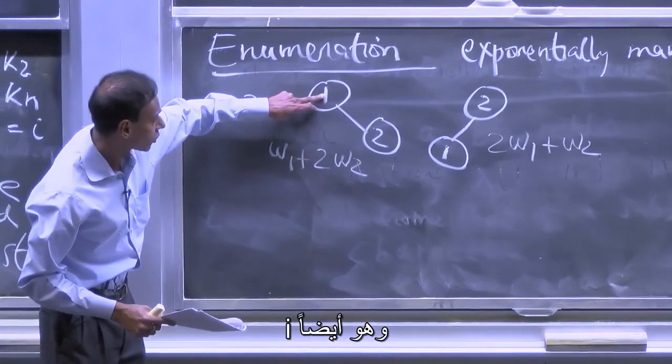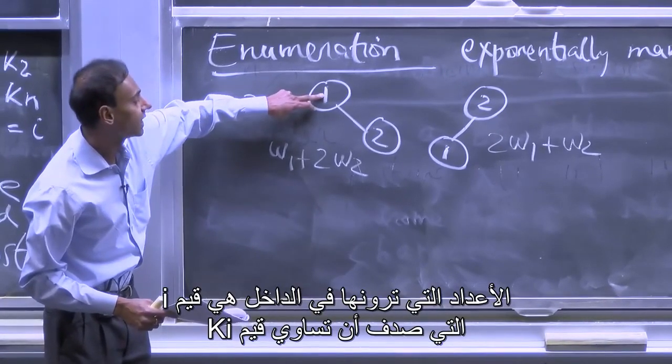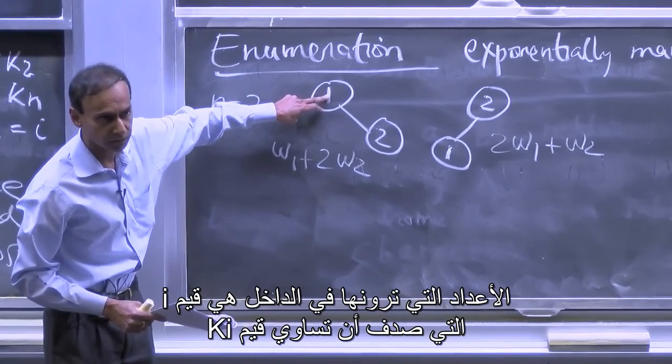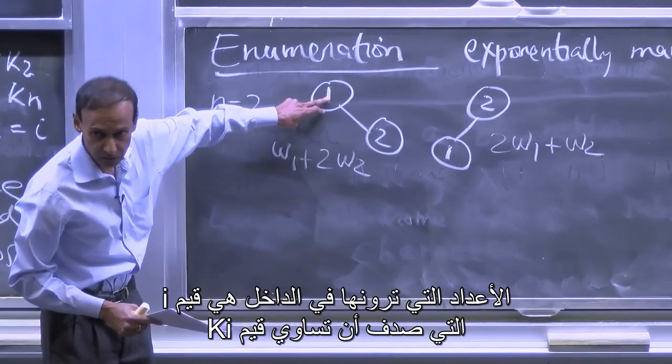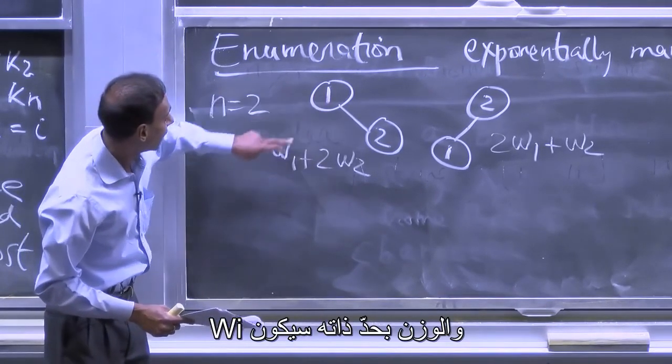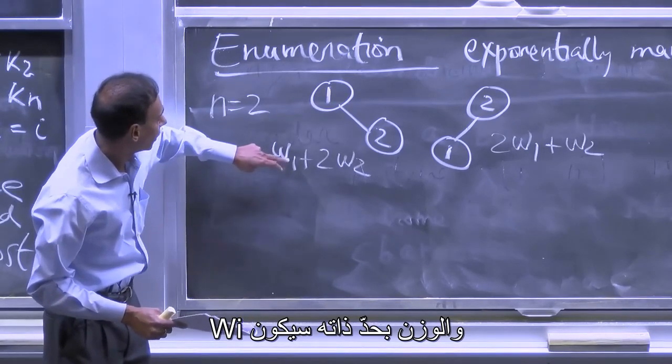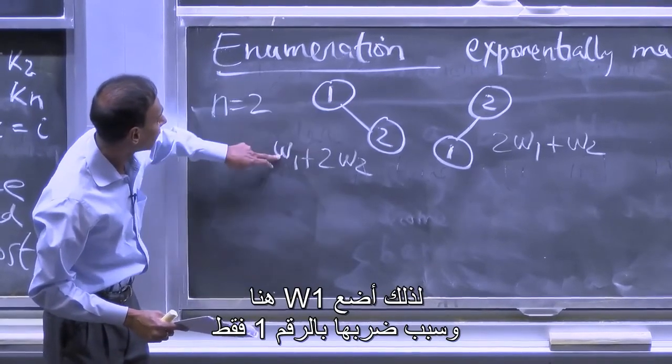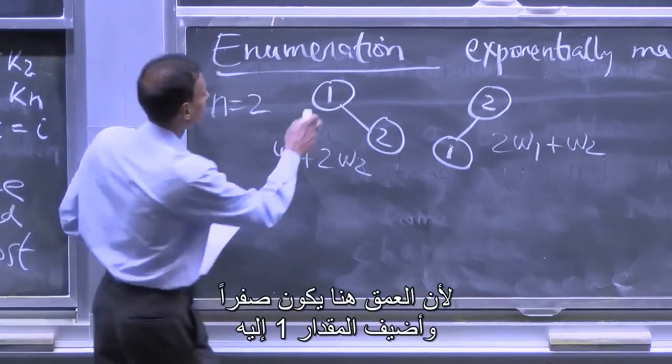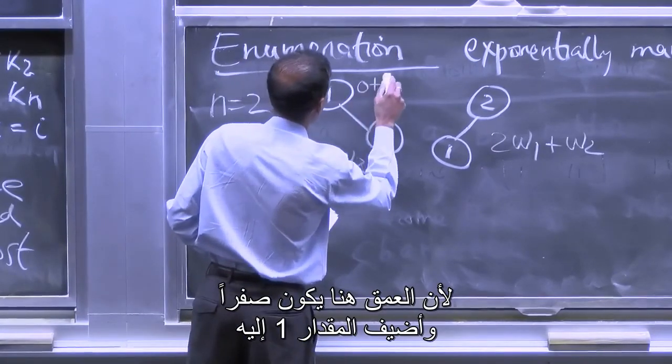Just to be clear, what this is is the k, and it's also the i. The numbers that you see inside are the i numbers, which happen to be equal to the ki numbers. And the weight itself would be the wi. So I put w1 here, and the reason it only gets multiplied by 1 is because the depth here is 0, and I add 1 to it.